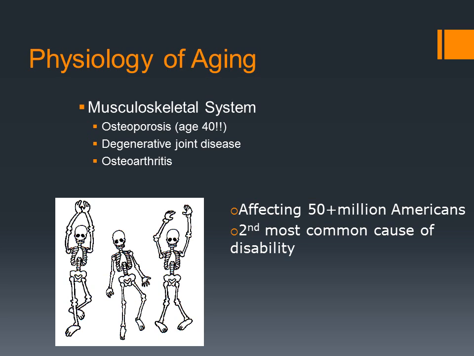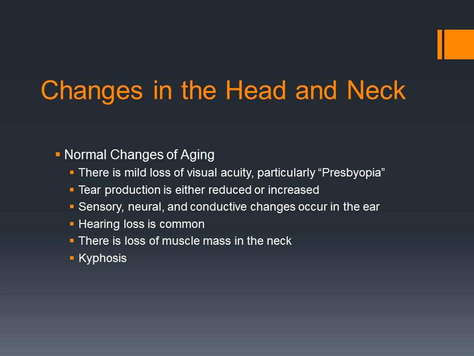Musculoskeletal system: osteoporosis past the age of 40, degenerative joint disease, osteoarthritis, affecting 50-plus million Americans, the second most common cause of disability. Changes in the head and neck, normal changes of aging. There is mild loss of visual acuity, particularly presbyopia. Tear production is either reduced or increased. Sensory, neural, and conductive changes occur in the ear. Hearing loss is common. There is loss of muscle mass in the neck, and also kyphosis.